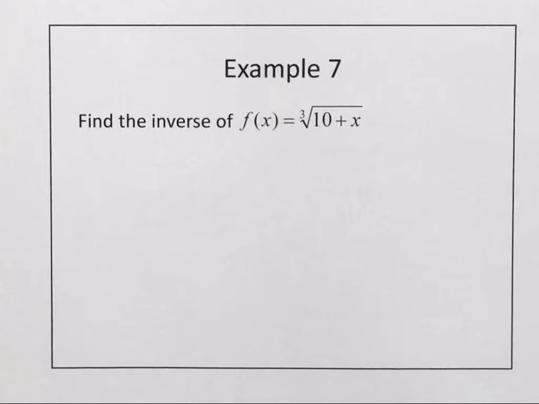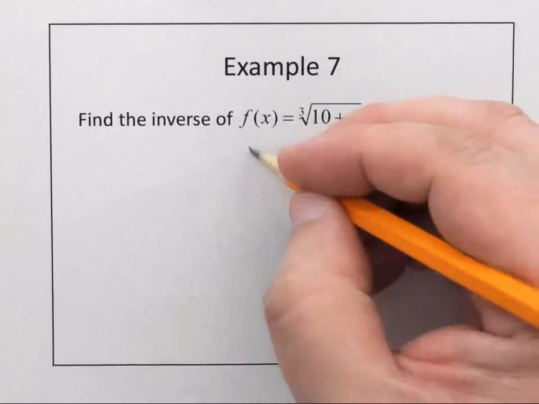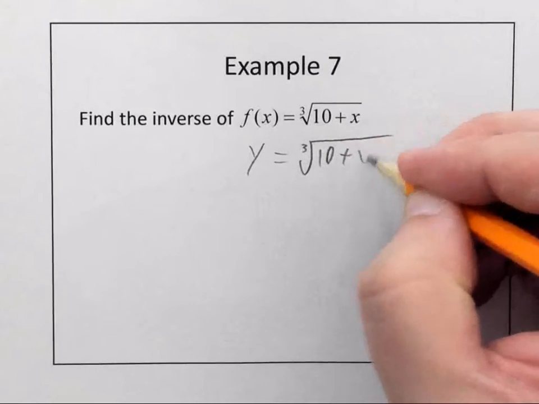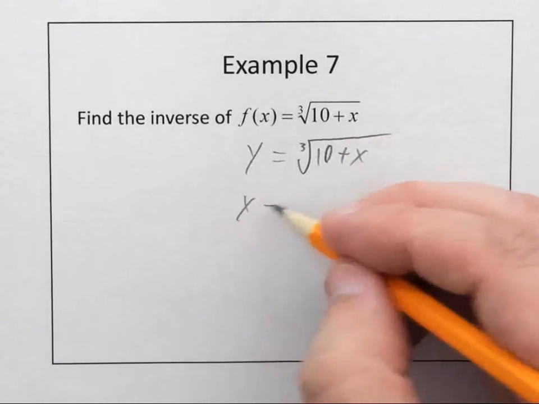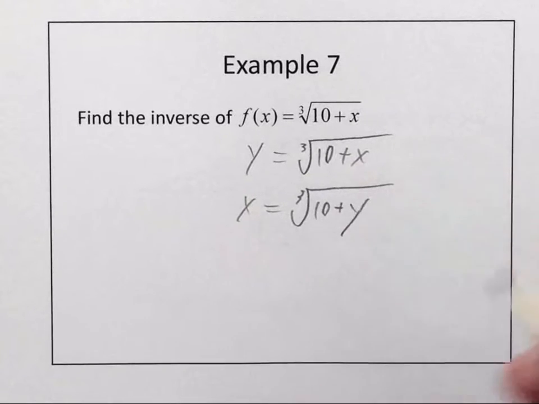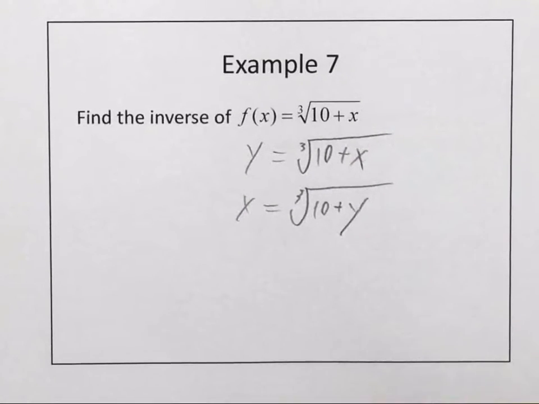Alright, one more. A little bit of an odd one. The original function is the cube root of 10 plus x. But the procedure is the same. It just looks a little funny at the start. So y equals the cube root of 10 plus x. Switch your x and your y. Then solve for the y.